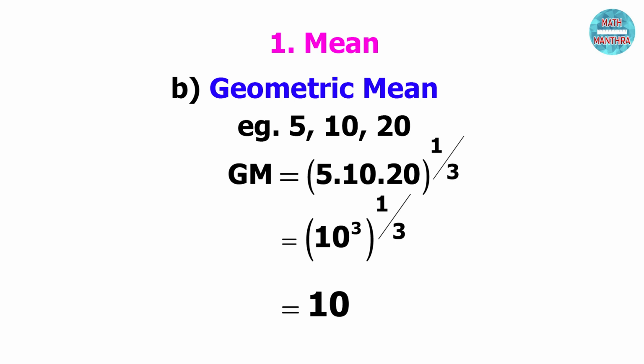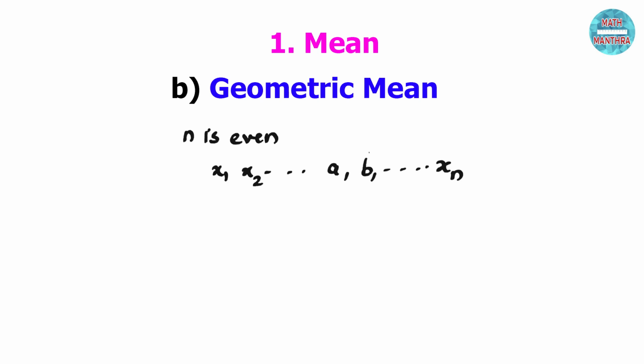Now look at the question. 5, 10, 20, as I have already told you, if there are 3 terms, what will be the geometric mean? It will be the middlemost observation. So we are getting 10 here. So without doing any of these calculations that I have just explained, we can directly go for the answer. Now, if the data doesn't satisfy geometric progression, then you have to follow the steps which I have explained now.